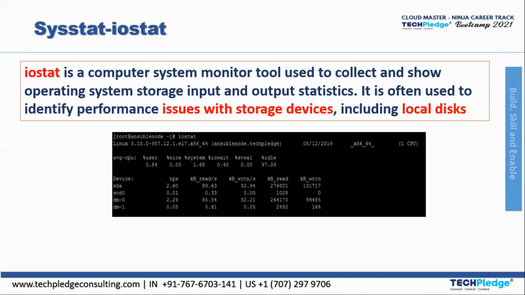The iostat command generates reports that can be used to change system configuration to better balance the input output load between the physical disks. So it is often used to identify performance issues with storage devices, including local disks. You just run iostat and you will get all the information. See the devices sda, dm-0. See how many reads and writes are happening, user percent, system percent, IO wait, steal, idle, all these things can be watched under the sysstat and iostat monitoring tools.